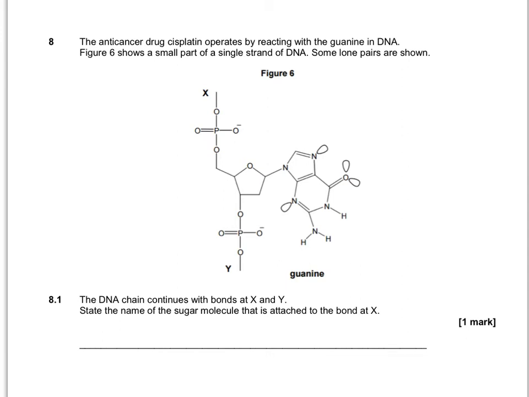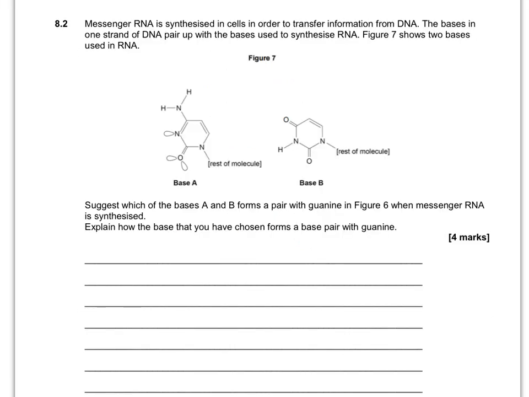Okay, the bond at X is, so we're looking at this. If you look in your data book, it's shown in your data book, it gives it the name 2-deoxyribose. I don't know how strict they're going to be about the name, whether they're going to require the 2 or not in the exam. That's how it is in the mark scheme, and that's all we've got to go by at the moment.